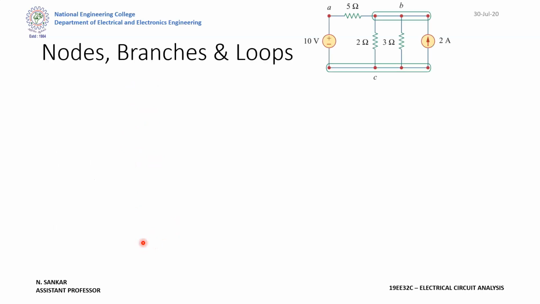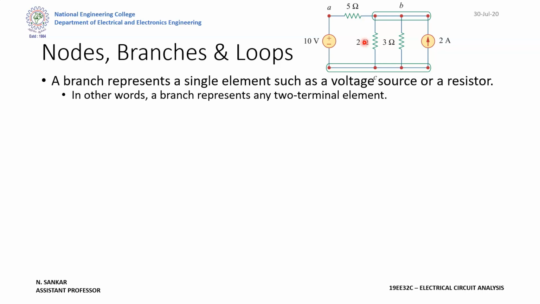So today, before moving to Kirchhoff's voltage law and current law, we have to know the basics of a circuit, that is what is a node, what is a branch, and what is a loop. For example, if you take this circuit, in this circuit we have branches, loops, and nodes. If you know what is a branch, what is a loop, and what is a node, then it is easy to understand Kirchhoff's laws and easy to apply them. So first of all, what is a branch?